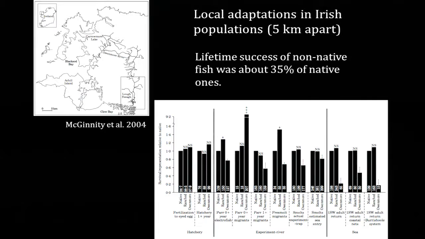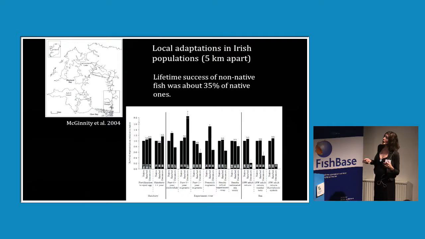And the third bar in each group is the non-native salmon that comes from the other river system. And what you see here is that the performance of the non-native salmon is almost always significantly lower than for the native salmon. So much that if you look over the entire lifespan of these salmon, the non-native ones performed only about 35% as good as native ones.